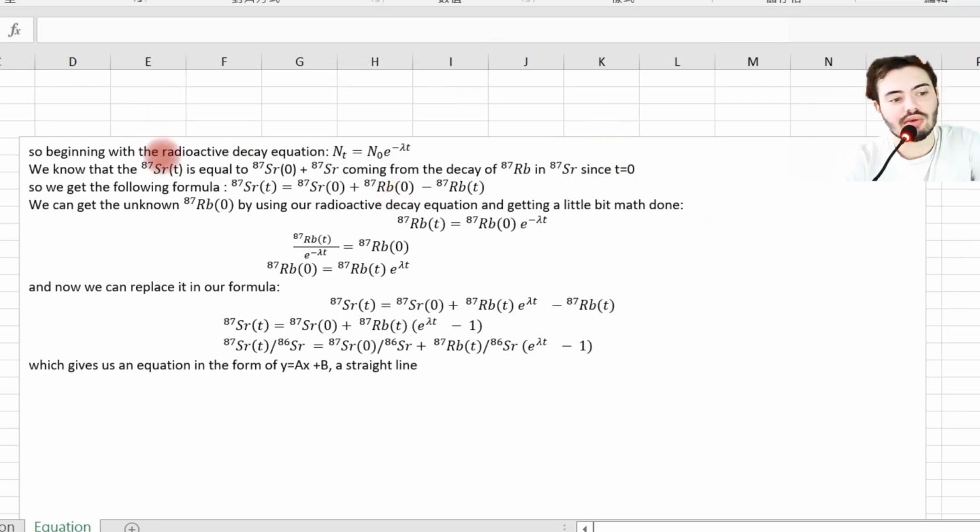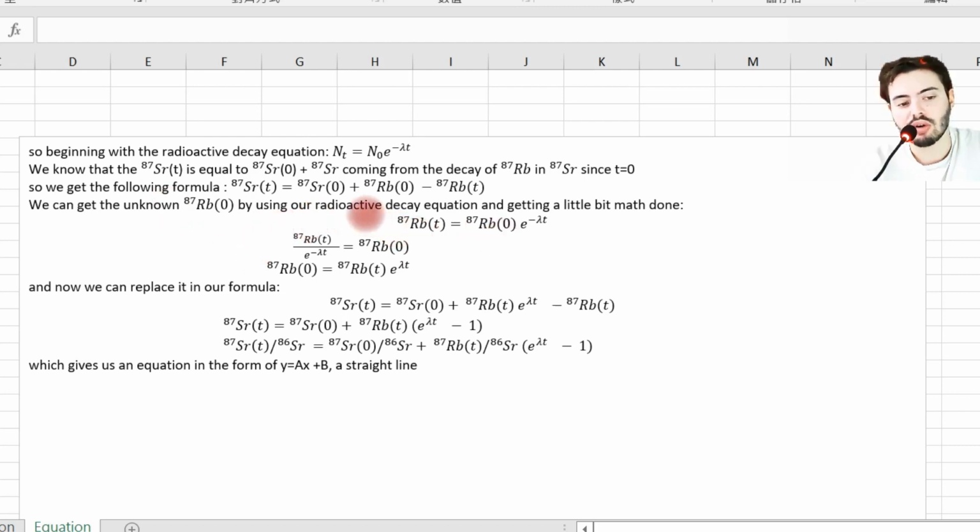So we can begin with the radioactive decay equation, Nt equals N0 exponential minus lambda t. We know that our number of strontium 87 is equal to the quantity that was at the beginning plus the quantity that is decayed by rubidium 87. So we can put it in a simple equation: our strontium 87 is equal to the strontium at the beginning plus the rubidium at the beginning minus the rubidium now, which has decayed into strontium 87.